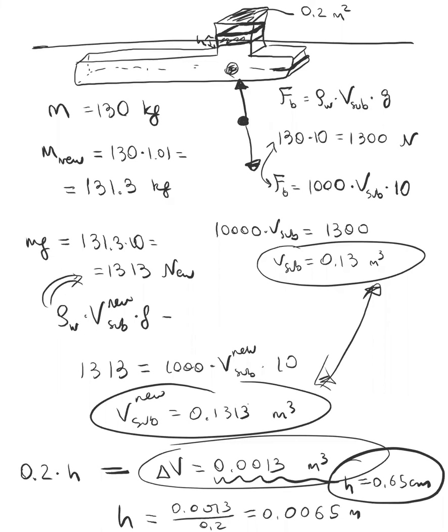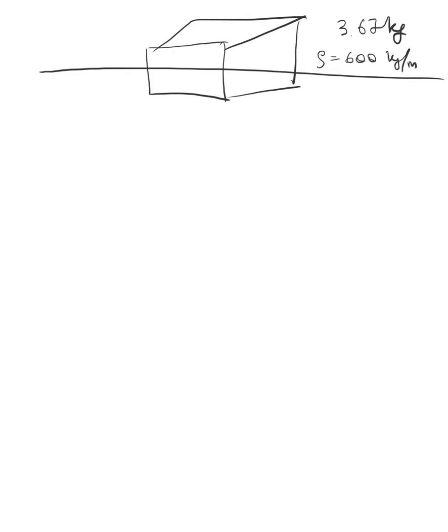Okay, now let's look at problem 20.2. In problem 20.2, this is again about buoyancy. What do I have? I have water. And in this water, I have a wood block. This is not a very good drawing, but I think you get the idea. A wood block. And the mass of this block, they tell me, is 3.67 kilos. And the density is 600 kilos per cubic meter.